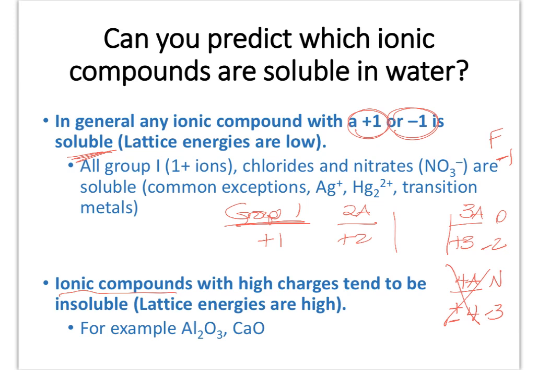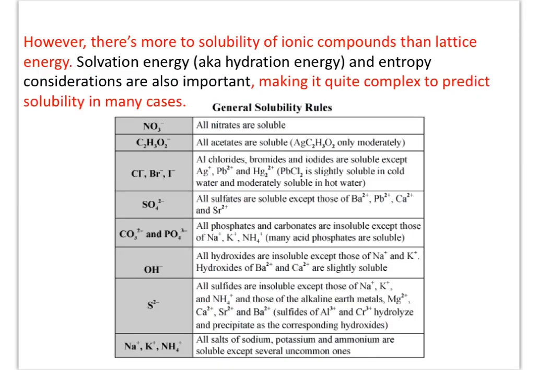Similarly, ionic compounds with high charges tend to be insoluble. So if both of the ions have a charge of, let's say, ±2 or ±3, they're not going to be soluble. All right, so solubility table. This is going to be very important later. I just want to introduce the basic concept for you. So ions that have a ±1 charge tend to be soluble.